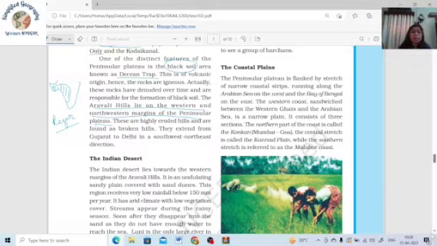They extend from Gujarat to Delhi in a southwest-northeast direction. If you draw it, Aravalli comes in this direction. This is the Aravalli. So it is in the southwest to northeast direction, and it extends from Gujarat to Delhi. Here, moving on to the Indian desert.